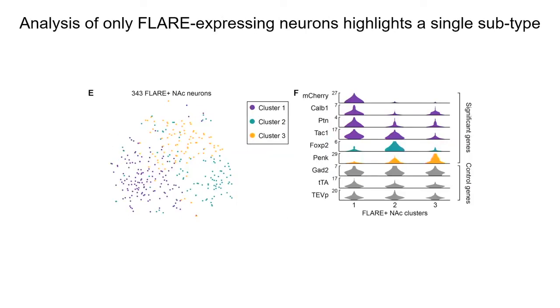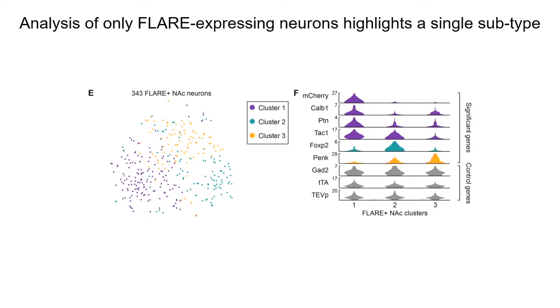And so when we do that of just these neurons that definitely are virally expressing FLARE, we get these 3 sort of smaller subclusters here. And again, this FLARE mCherry is defined to this one cluster. And in this case, we find other significantly enriched genes such as Calb1, PTN, TAC1. And cluster 2 is FOXP2, another D1 MSN marker. And cluster 3 is PINK, which is, of course, the D2 marker.